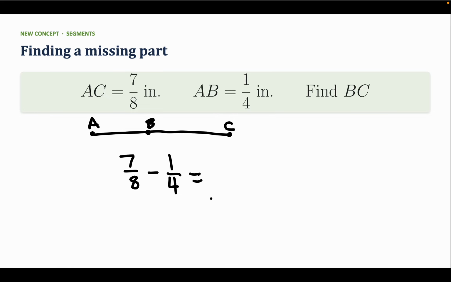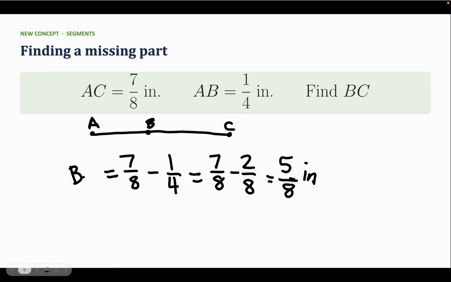The denominators are not the same, so we need common denominators. So let's rewrite this. Our common denominator is going to be 8 here. So 7/8 minus 2/8. Then we're just subtracting our numerators to get 5/8. So 5/8 of an inch is segment BC, and we can even write that over here because we were trying to find BC. So let's write that here.